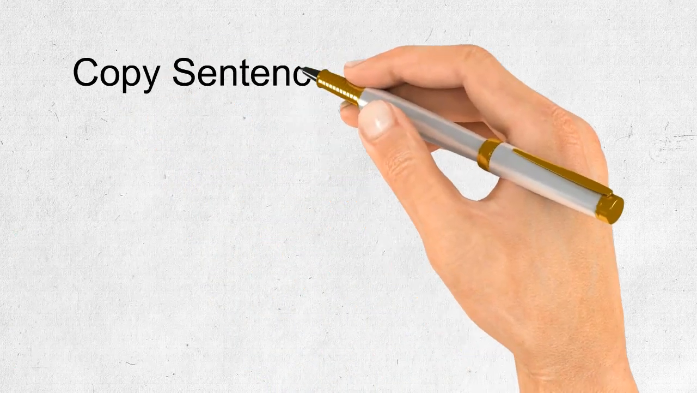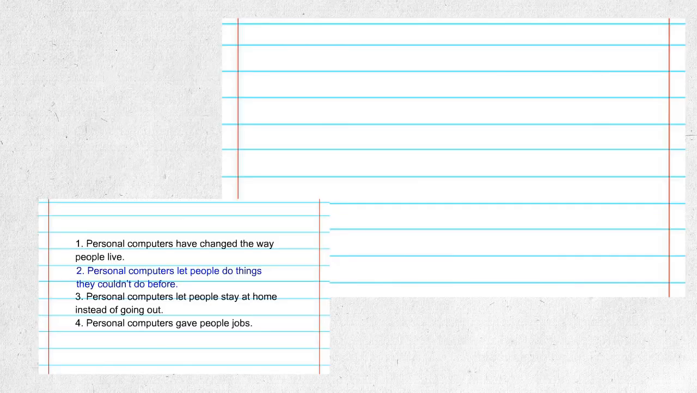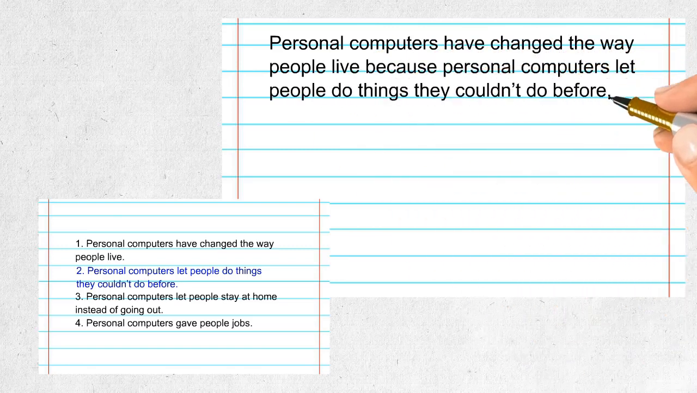The second step is to copy sentence 2. And use a small letter or lowercase letter to start, so you're going to change that. And then use a comma right at the end instead of the period. And that looks like this. You'll notice that we have the second sentence, personal computers let people do things they couldn't do before, and a comma, right? And you notice that we have personal computers starting with a lowercase. And you know the reason why is because it's one sentence.